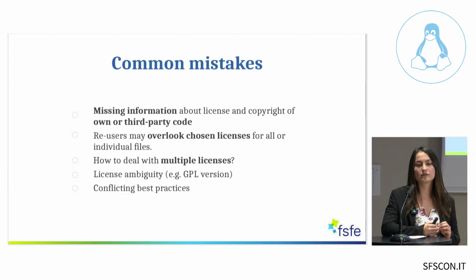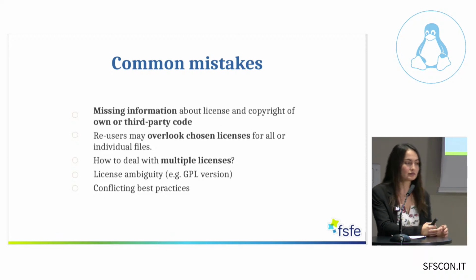so far, the state of play of how projects actually declare licensing and copyright information at the moment. We have noticed that there is definitely missing information about license or copyright of own or third-party code. And this is connected with the second issue, which is that reusers may overlook this legal information. We have already seen that licenses and copyright are important, and if you overlook this information, you might incur some legal issues as well.